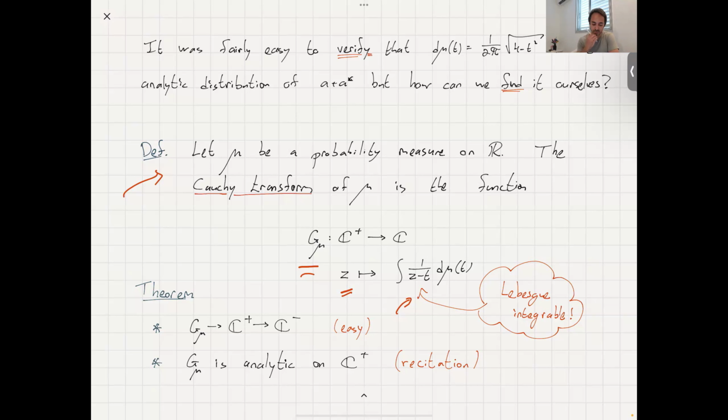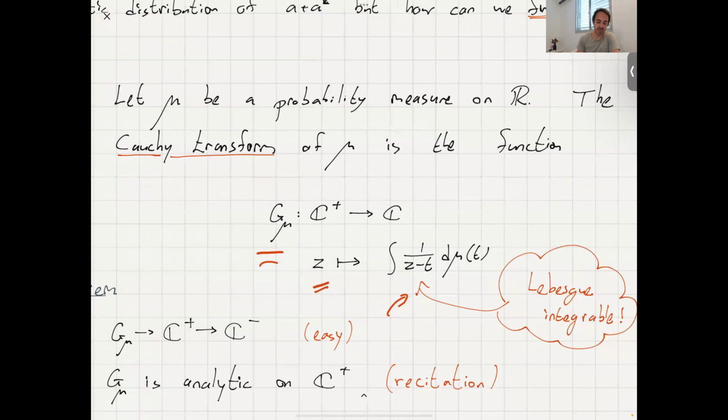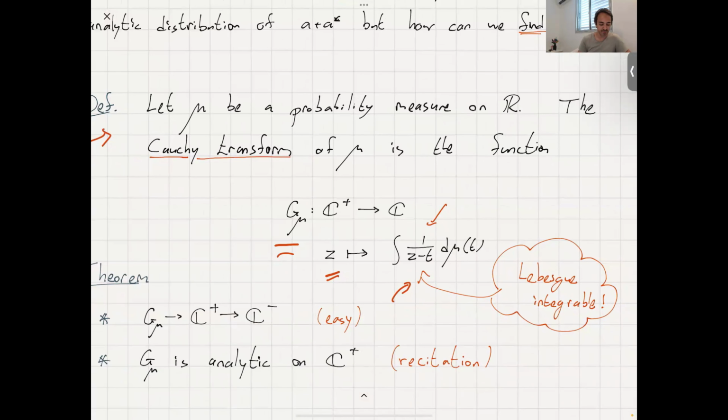Okay. So first of all, note that this function is Lebesgue integrable, so it makes sense to put the integral, because we assume that mu is a probability measure on R, and z is taken from the upper half plane, namely its imaginary part is positive, in particular it's non-zero. So z minus t is never zero, and so 1 over z minus t is a continuous function, so it's Lebesgue integrable. Everything's good. Makes sense to look at the integral.